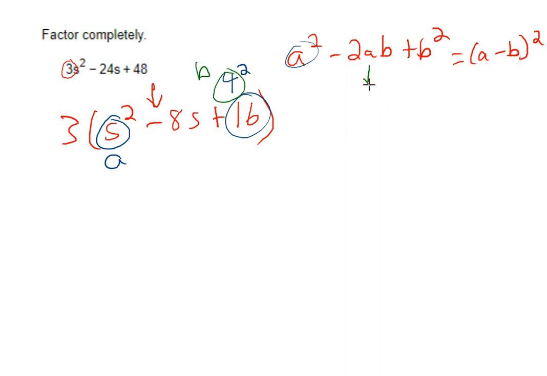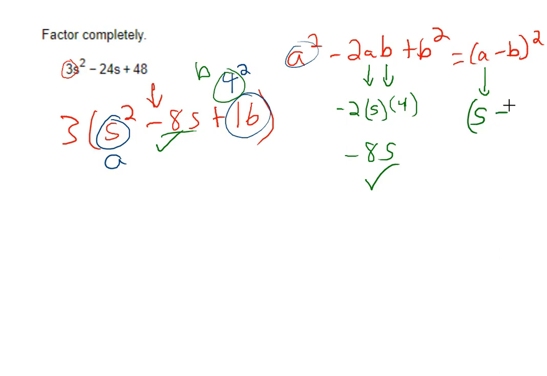Now I should double check that the middle term is going to match up to this, right? So I'll take negative 2 times, instead of a, I have s, and instead of b, I have 4. And let's multiply that out to make sure it matches up to the middle term I have here. And it does, right? Negative 2 times 4 will be negative 8. The s just gets copied down. It matches my middle term, which means the formula here is a perfect fit. And so I can use it to get my answer. Instead of a, I will have s, and instead of b, I will have 4.